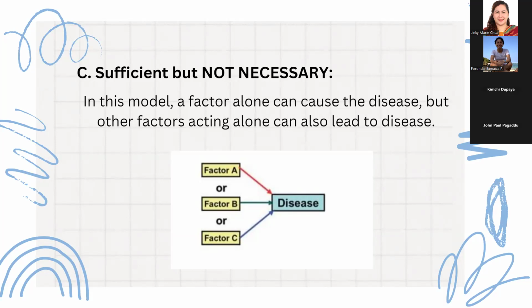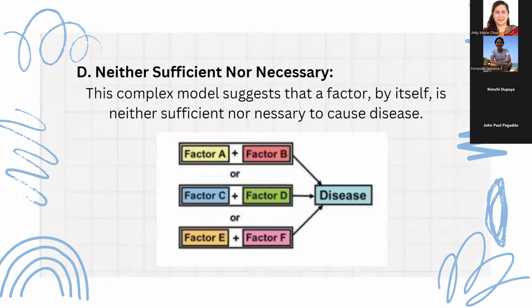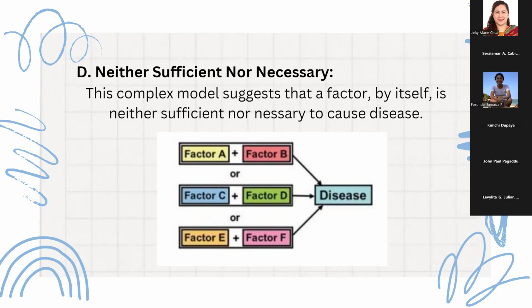And last, neither sufficient nor necessary. This complex model suggests that a factor by itself is neither sufficient nor necessary to cause disease. Hindi kailangan at hindi sapat. Kung mapapansin niyo po yung picture, pinagsama-samang factors, any of them pwedeng mag-occur sa disease. In this case, none of these factors alone or any combination guarantee the development. Rather, they may each contribute to an individual overall risk, but the disease may still not manifest. Multiple factors may contribute to the risk, but they do so in many ways that does not guarantee the disease development. Yun lang po. Thank you.